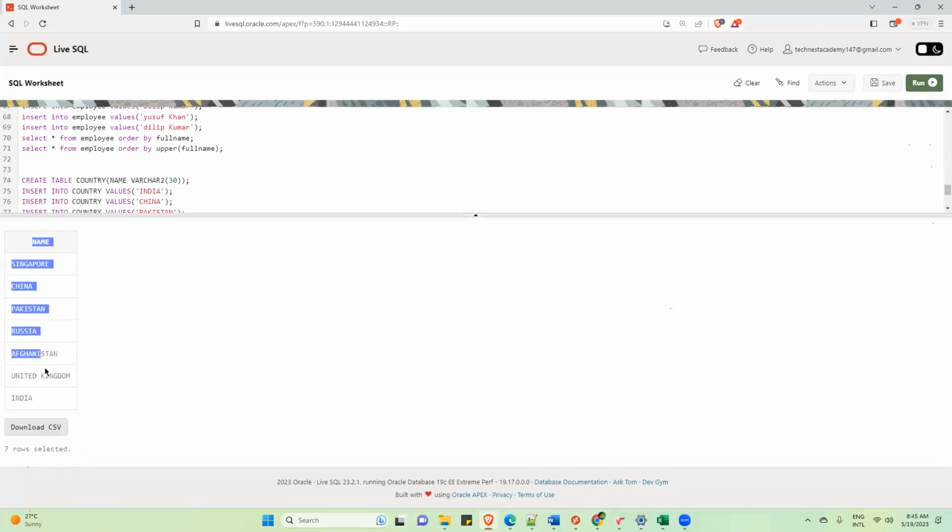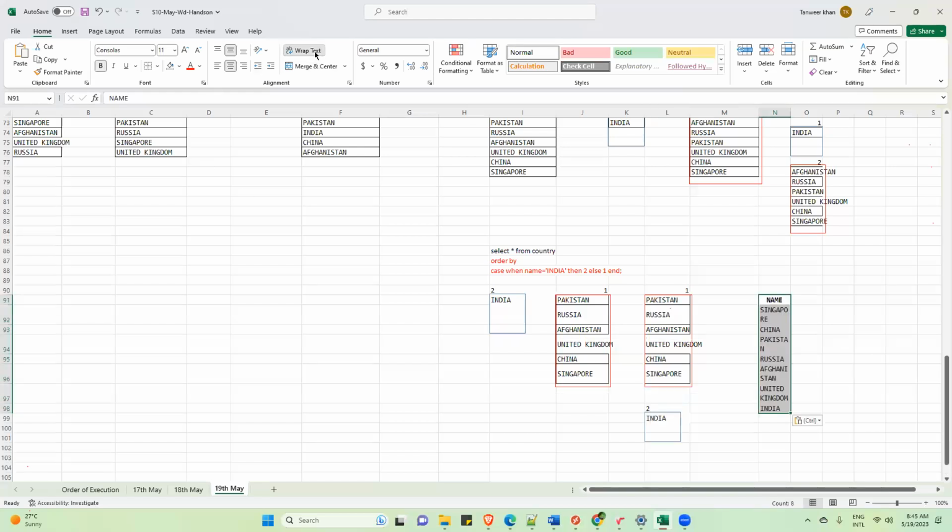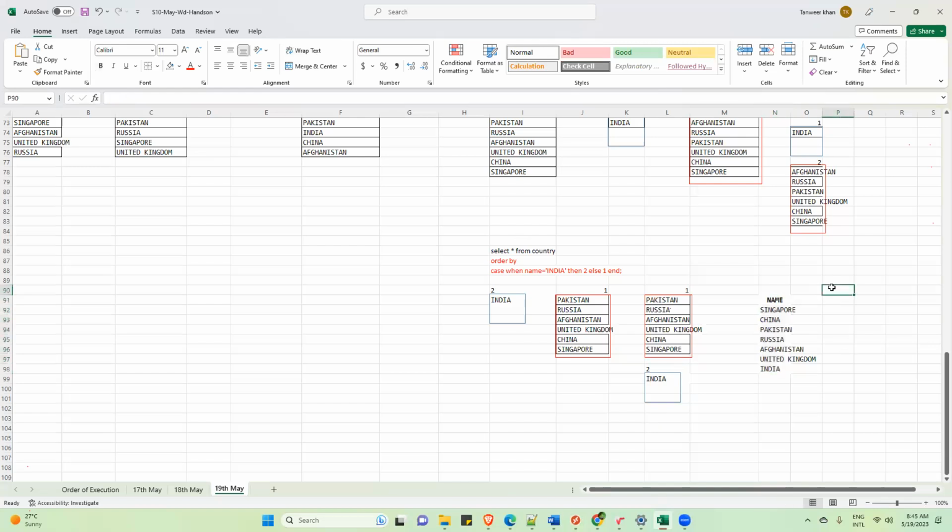Is India at the bottom? Yes. Hope you understood so far. Is this clear? Yes, Tanvir. I repeat, is this clear, guys?